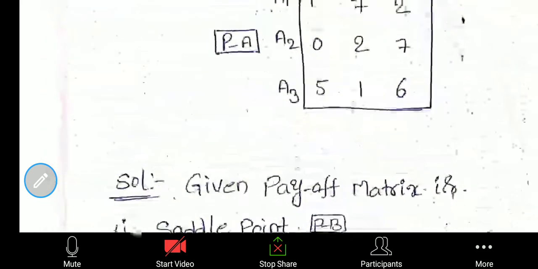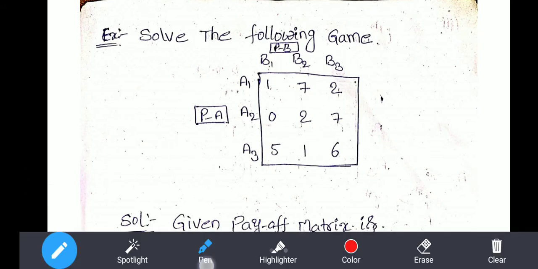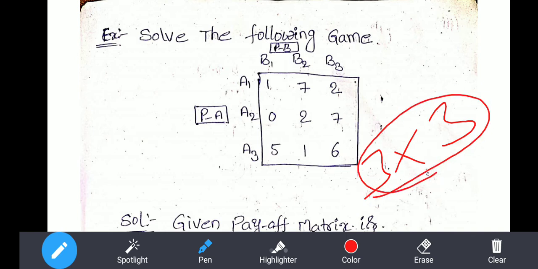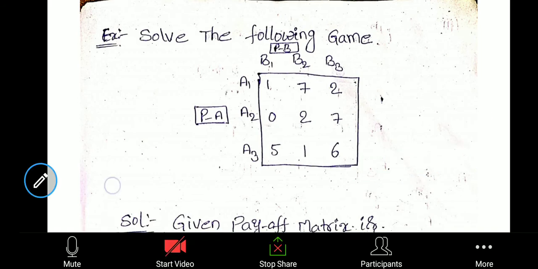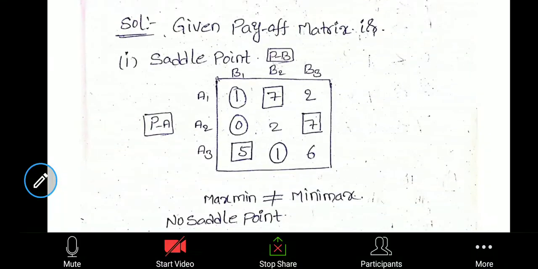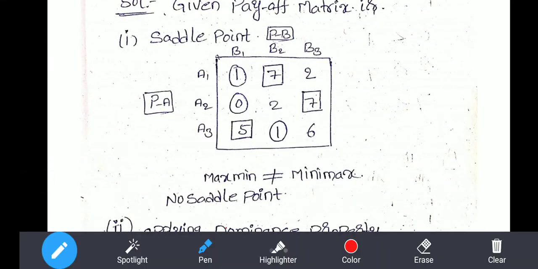So here a matrix will be given, a 3 by 3 matrix. So 3 rows, 3 columns. We need to reduce this matrix into 2 by 2. First thing is we will consider the saddle point. We'll find the saddle point here. If the saddle point is obtained, there is no need to apply the dominance principle.